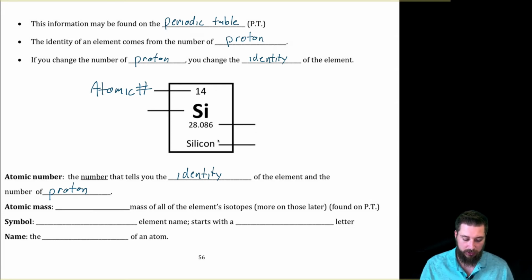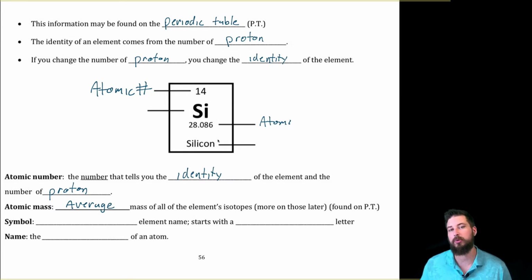The next thing is the atomic mass. And that's the average mass of all of the element's isotopes. We're going to learn more about isotopes later. Something to keep in mind is that atomic mass is different than the mass number. We have not learned about the mass number yet; the next slide will be talking about it, but atomic mass is the average mass. Notice how atomic starts with A, average starts with A, and that's how you can keep that memorized. So the atomic mass is an average mass.